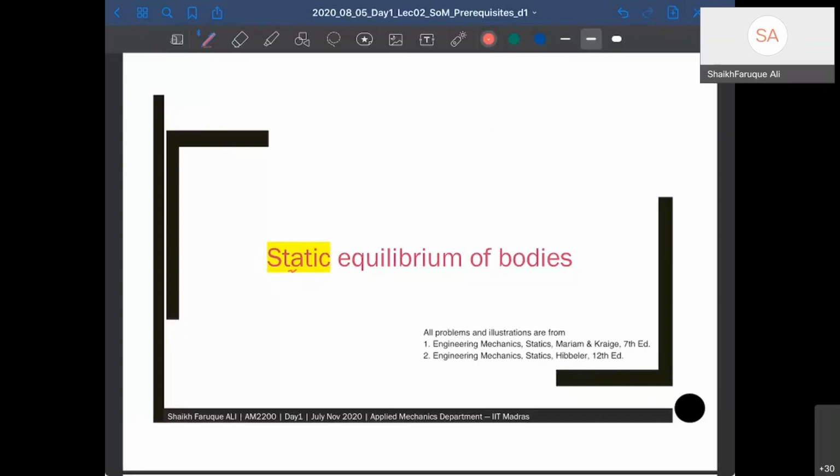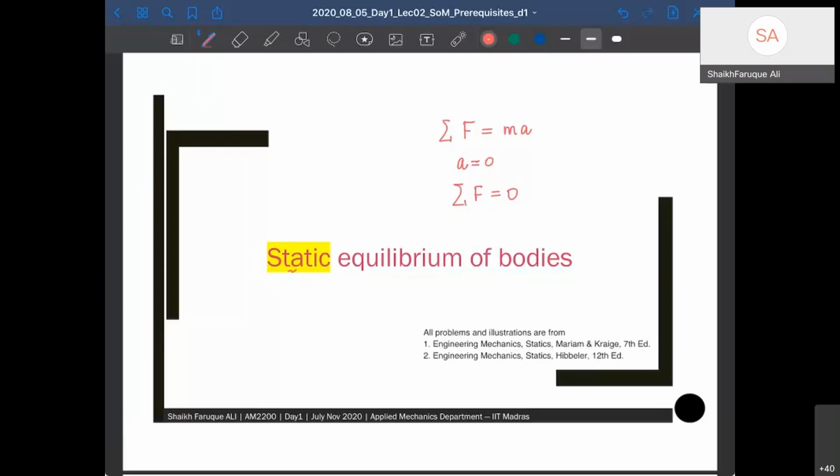The word static is very important here, which means you're looking at the equilibrium of the body when the body is not in motion. That means its motion is zero. It can be in constant velocity, but its acceleration is zero. So when we write Newton's second law, F equal to m into acceleration, when the body is static the acceleration is zero, and therefore the summation of F, all forces along all directions, should be equal to zero.